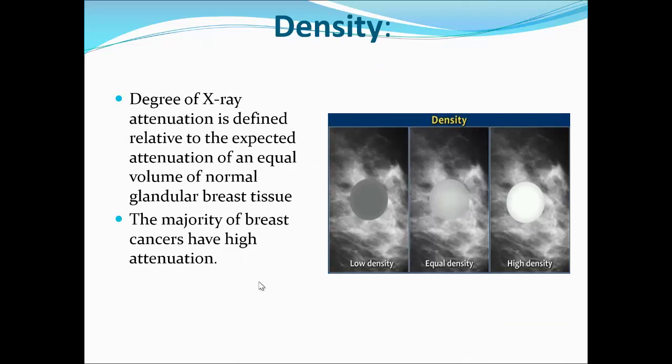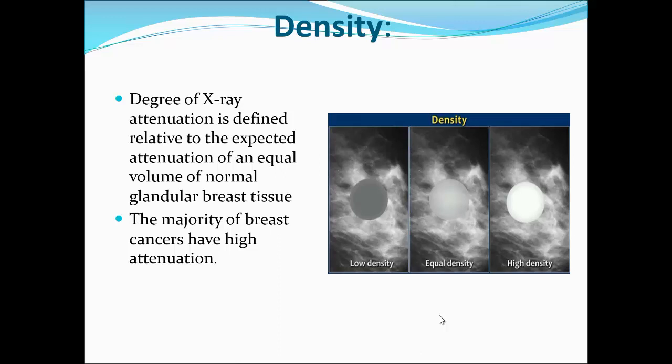The density of the mass, and this is very important. Regarding the density of the mass, the degree of X-ray attenuation is defined relative to the expected attenuation of an equal volume of normal glandular tissue. Look according to the normal glandular tissue. If it is so low like the fat density, you can see that it is similar to the fat of the breast. Here it is isodense to the breast parenchyma, and most benign lesions are isodense to the breast parenchyma, so sometimes when the breast is dense, we couldn't delineate the mass from the surrounding parenchyma.